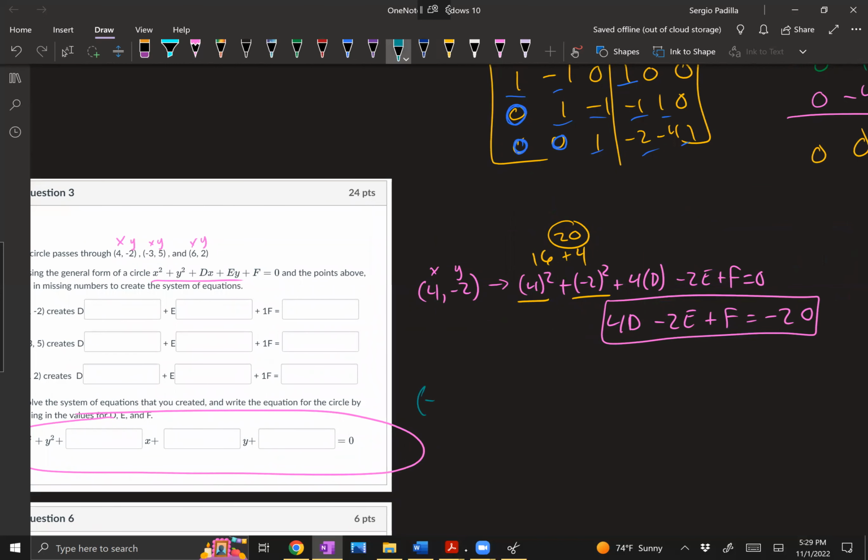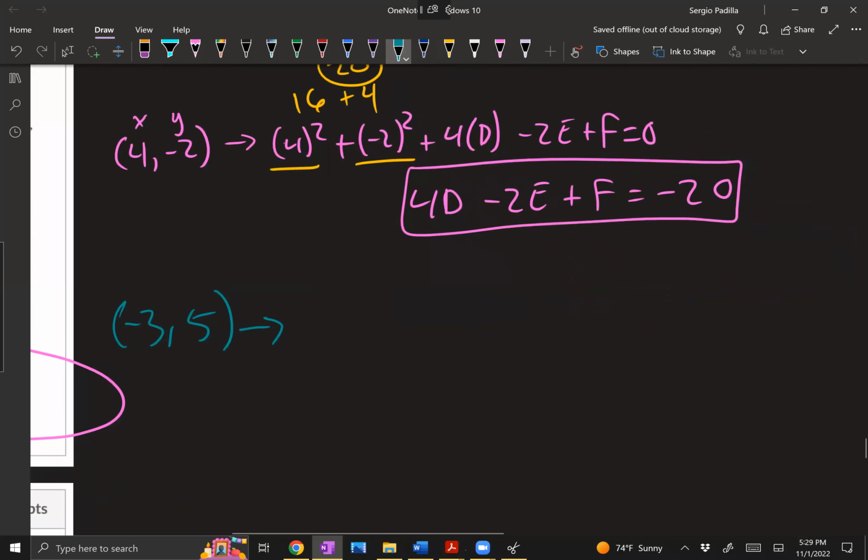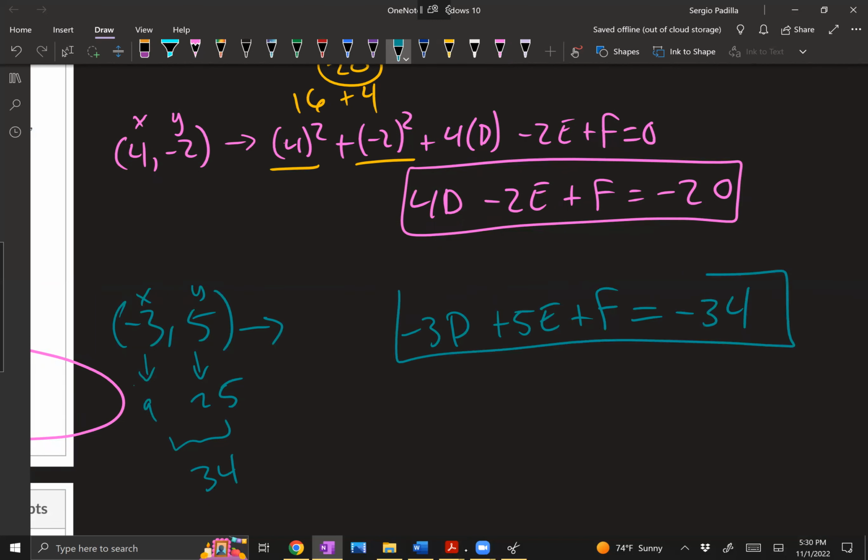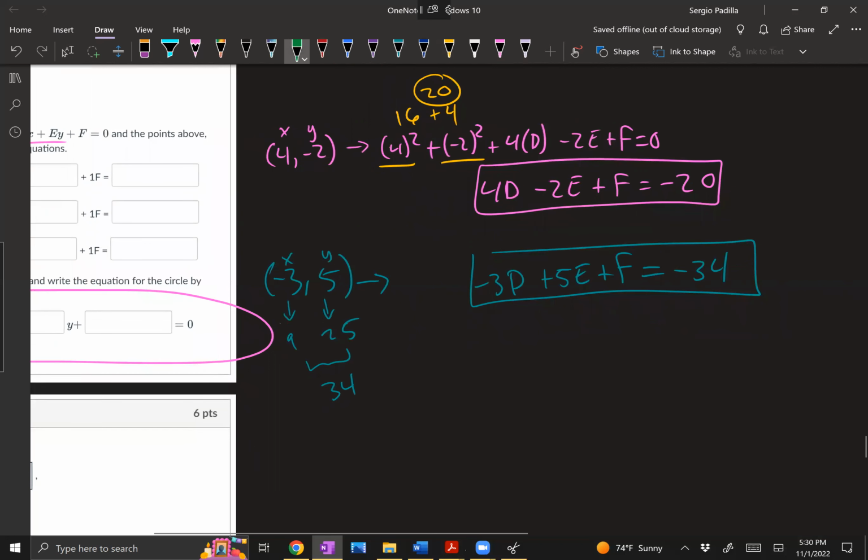The next one is -3 and 5. Watch, I'm going to show you a shortcut. Okay, so I know that this is my x, this is my y. So I know it's going to be -3d plus 5e plus f is equal to, well, I'm going to take this number and square it. It's 9. This number squared is 25. Added together, those give me 34. So it's going to equal -34. Didn't that just become a lot faster? It's the same process. I'm just showing you there's a shortcut you can take if you're careful, if you're cautious.